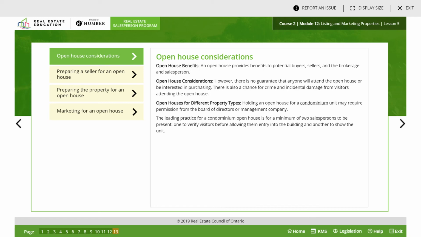The leading practice for a condominium open house is for a minimum of 2 salespersons to be present, 1 to verify visitors before allowing them entry into the building, and another to show the unit.